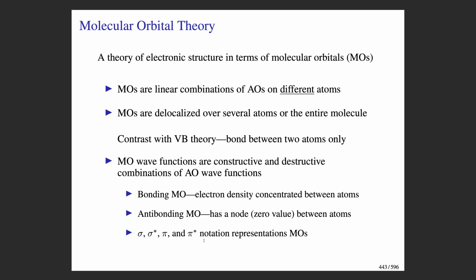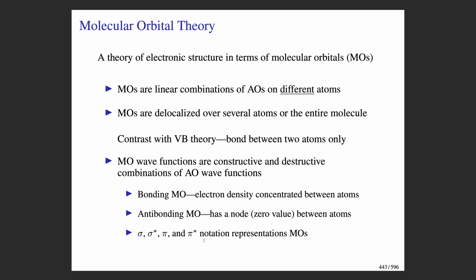Another difference is that in molecular orbital theory, the molecular orbitals that we construct are really delocalized over multiple atoms, sometimes over the entire molecule. And that's very different from the valence bond theory, where the electrons are generally confined between two atoms only. So that's another major difference between the two theories.